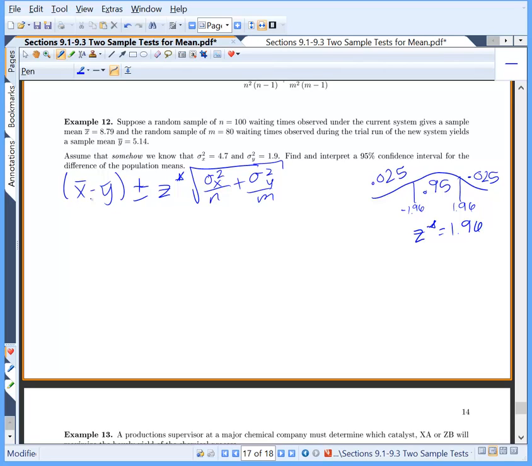So we want to plug everything in. So x bar minus y bar. Looking back at the problem, that's 8.79 minus 5.14, plus or minus my critical point, 1.96, times the square root, let's see, so my first variance is 4.7 over its sample size of 100. Second variance is 1.9 divided by its sample size of 80. And now I need to put that in my calculator. And if I typed it correctly, then this is 3.122 to 4.17.